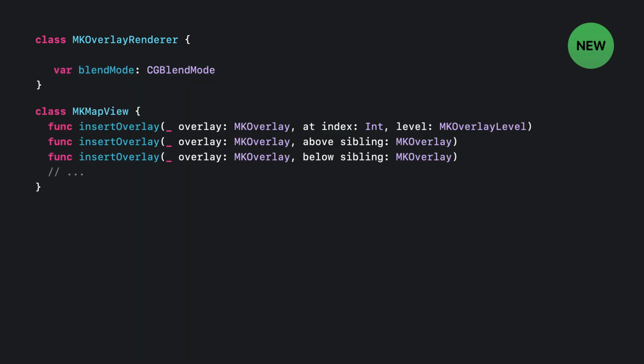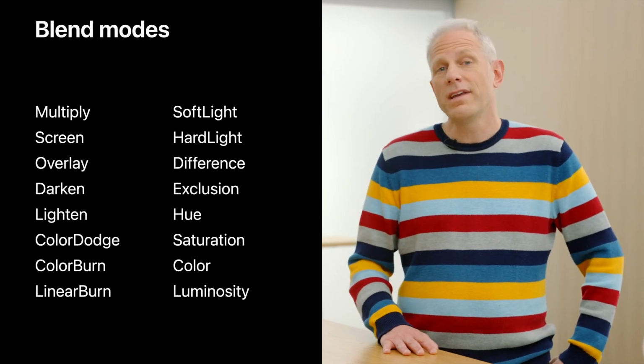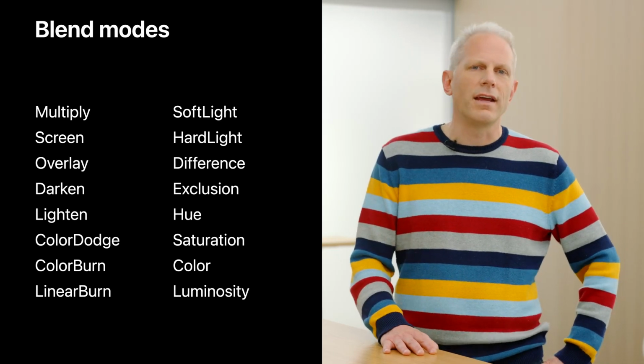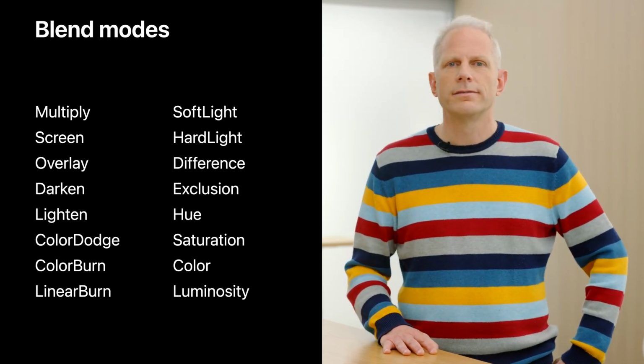In MapKit, the order of overlays is determined at insertion time. You can use either absolute or relative positioning using one of MKMapView's many overlay insertion functions. MapKit supports a wide range of blend modes, and we can't possibly cover all of them today. I encourage you to try them out. And that's it for blend modes.